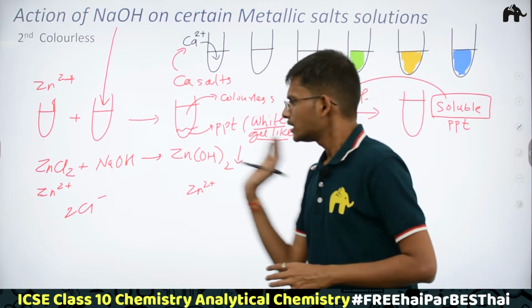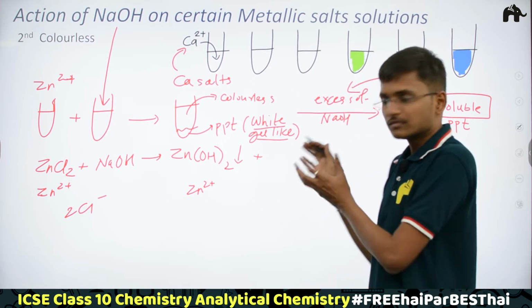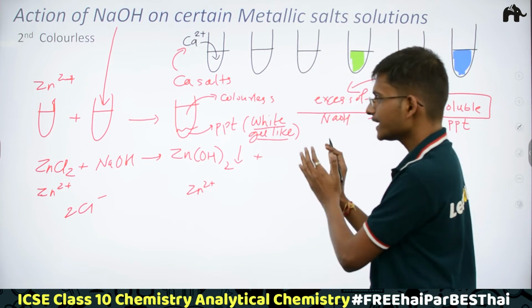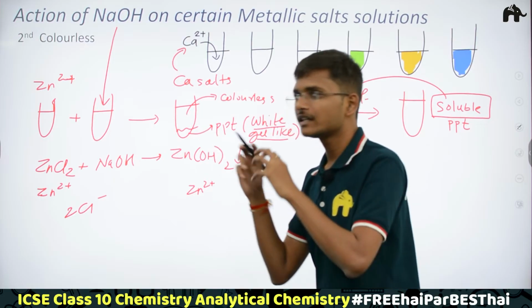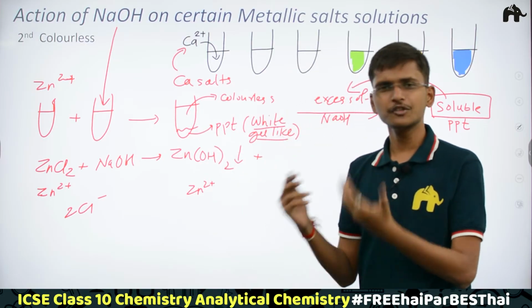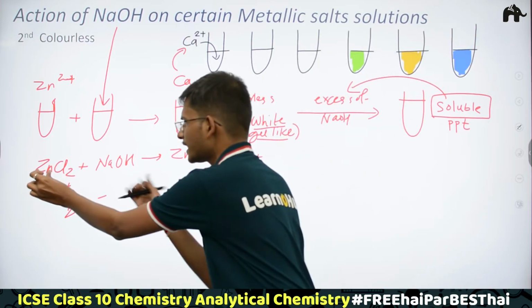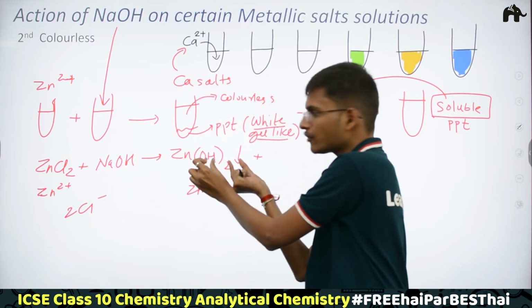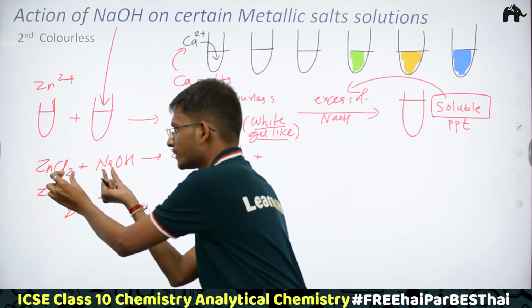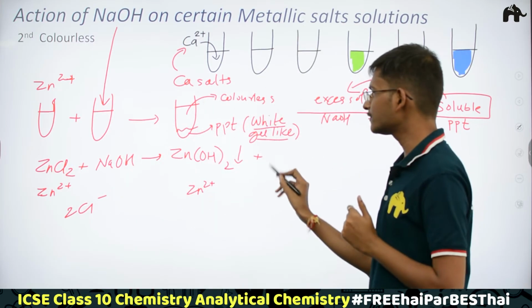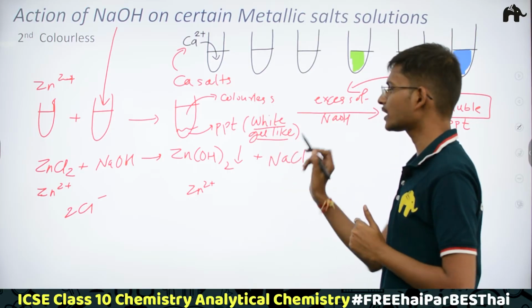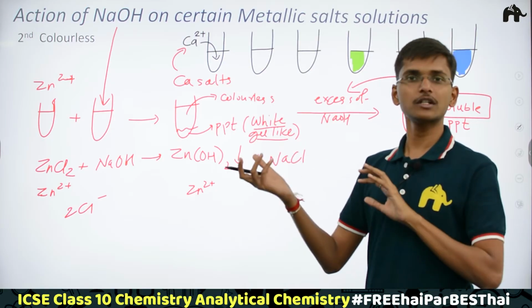Now it's time to write the second product, which is hidden in this colorless solution, right? And you know the trick, very simple. Zinc and hydroxide ions are involved in the zinc hydroxide formation. What is remaining? Sodium and chloride ions. It would form sodium chloride. We know that sodium chloride, a sodium salt, is soluble in water, right?